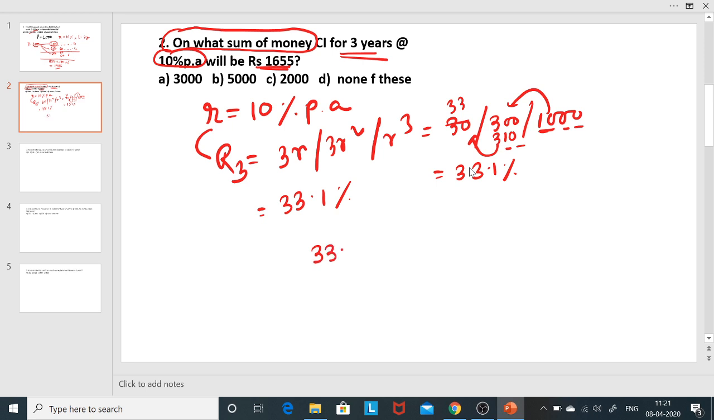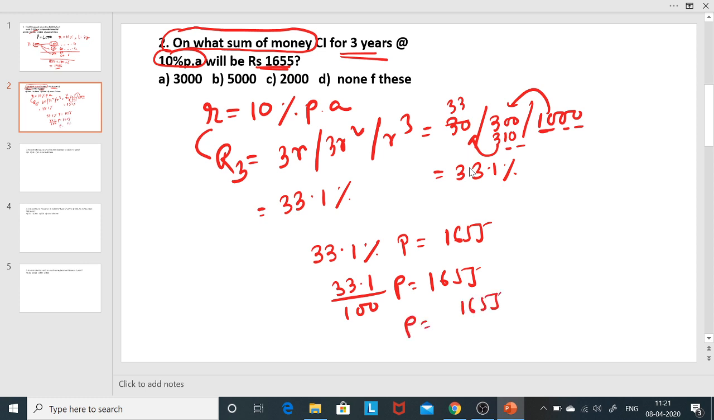Now your principal is required, so let the principal be P. Basically 33.1% of the principal will be your 1655. So 33.1 by 100 into P is equal to 1655. Now your principal will be 1655 into 100 divided by 33.1. If you cancel it, it will be cancelled by 5, so your principal will be 5000. That's your answer. This is the best approach to solve this question. You just convert the rate into the equivalent rate of CI for 3 years, and you can answer this.